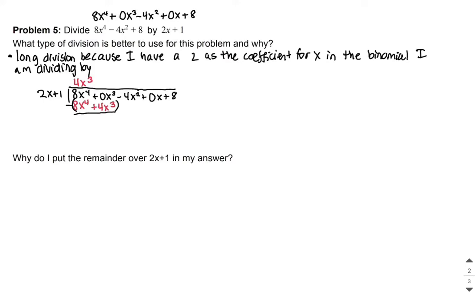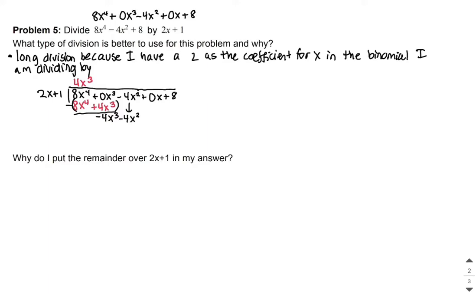And I want to see what else do I have left from my totals, so I'm subtracting to see what else I have left to take care of. The 8x to the 4th powers are going to cancel each other out. I have 0x cubed minus 4x cubed, which gives me negative 4x cubed. I bring down my next power, so negative 4x squared, and I start over.